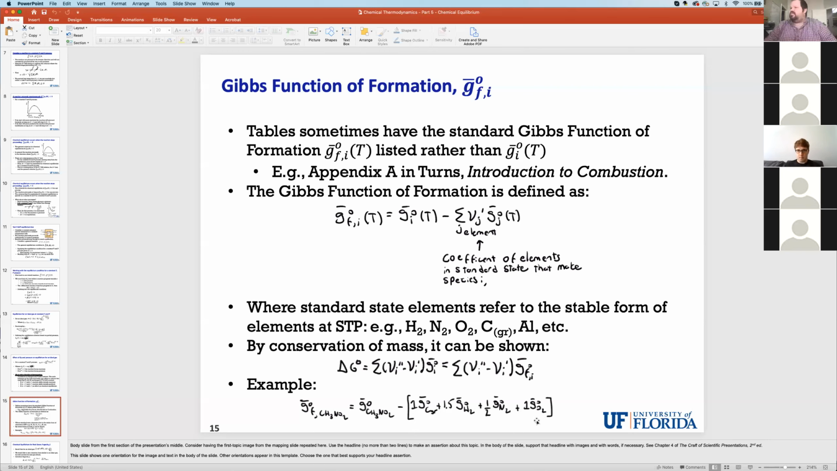So just be aware that if you use the Gibbs function of formation to compute the absolute Gibbs free energy for a molecule, you will get the wrong number. But typically we are only interested in delta G. So if you sum them up, you get the exact same number as if you summed up the standard Gibbs free energies. So that's just something to be aware of.